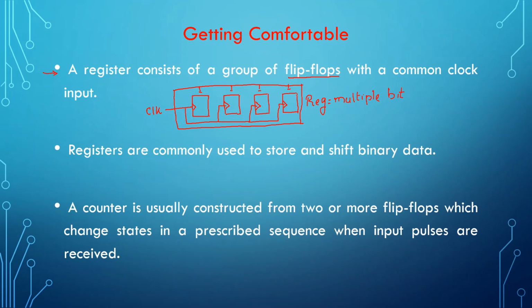But if you open up these registers, they are in turn made up of flip-flops which are connected together. They may be connected together with a common clock input. That is what it says: a register consists of a group of flip-flops with a common clock input. That is what registers are. Registers are commonly used to store and shift binary data. So the usage of registers is very common.